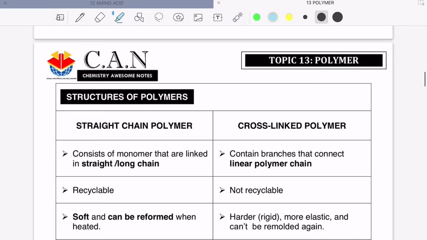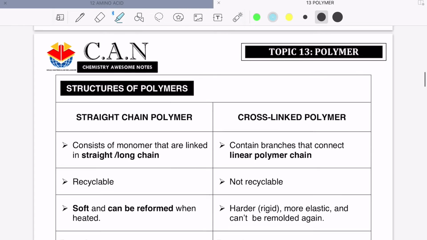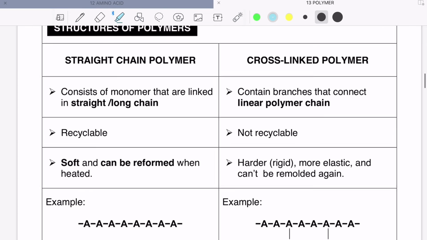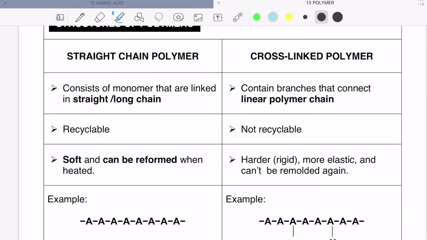Now that's about types of polymer. Now let's take a look at the structures of polymer. Now, as I mentioned before, there are two types of structures for polymer. We have the straight chain polymer and we also have the cross-linked polymer. Okay, so usually for the straight chain, it's just like a straight chain.